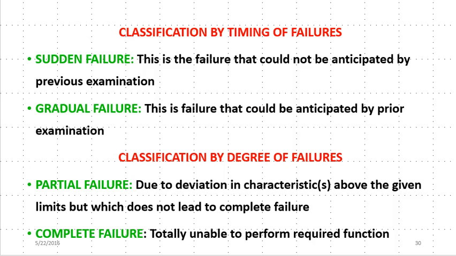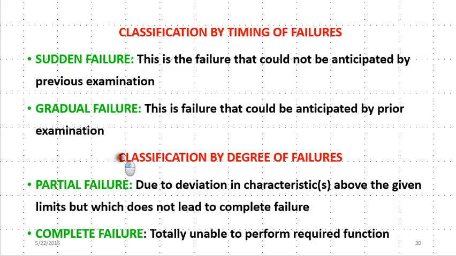Now, classification of the failure by the timing, the time when it happens, we have what we call the sudden failure. This is a kind of failure that happens suddenly without any notice. And we have gradual failure, which is a failure that has given signs, showing symptoms before it occurs. So they are categorized into sudden and gradual with respect to the timing.